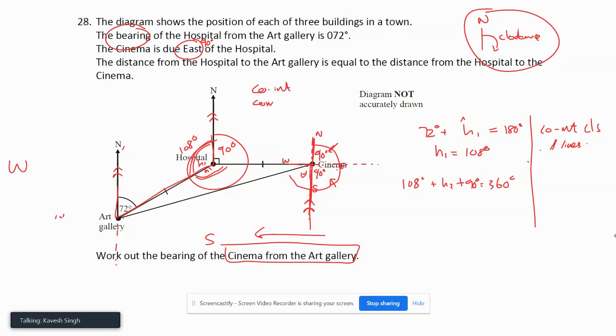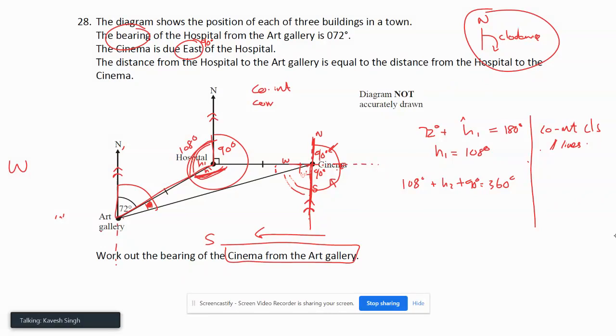And once I found h2, I can then use angles in a triangle and add it up, which adds up to 180. Take 180 minus this angle and divide it by 2, which will give me this angle. And once I have this angle, I can then add it to 72 to get that alternate angle, which is what I wanted initially. Or I can minus it from 90 and I can get this angle as well.